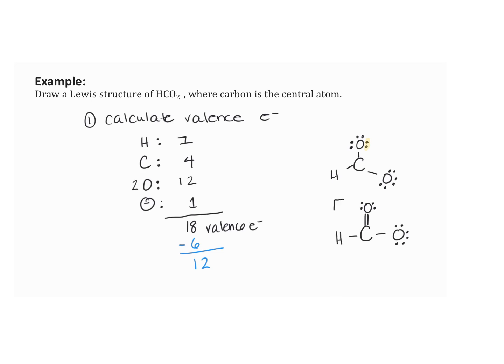And when there's a negative charge, a lot of times what you're going to see are brackets and a negative next to it. Not all the time, but a lot of times you will see that. So this is how we draw the Lewis structure. So let's talk about some exceptions to these rules.